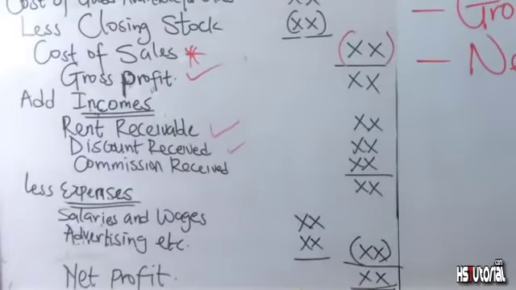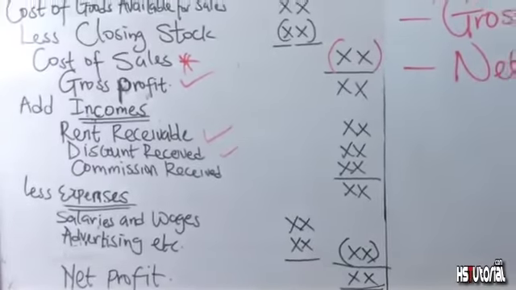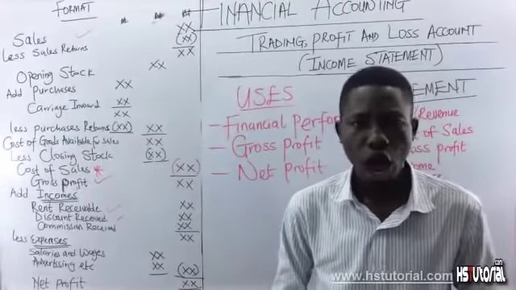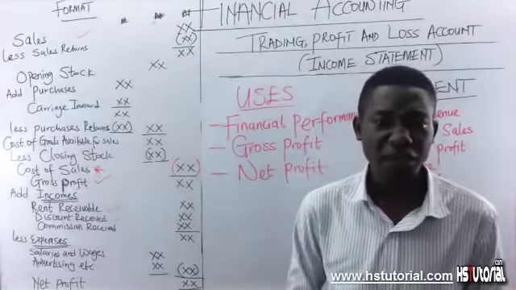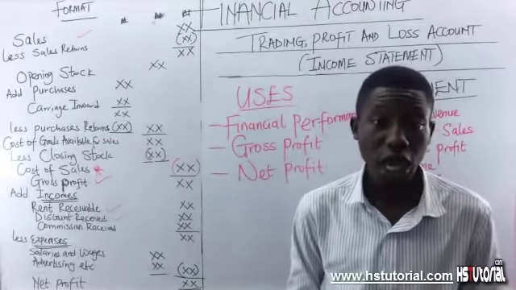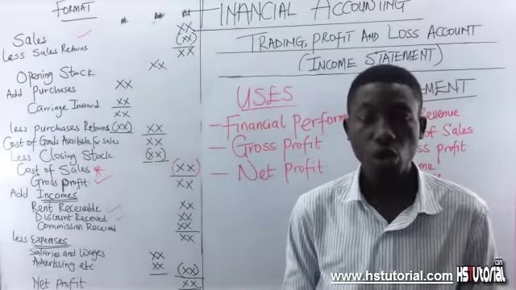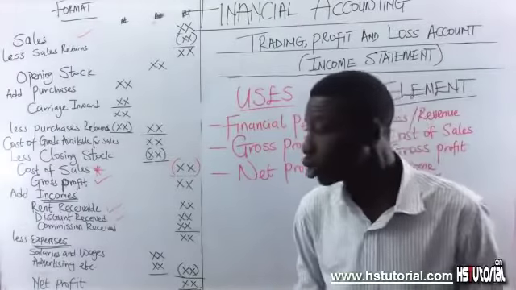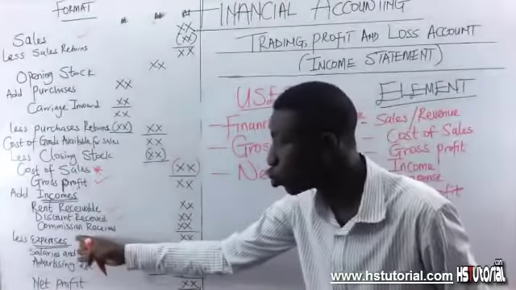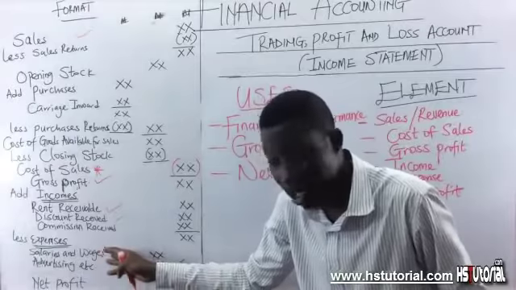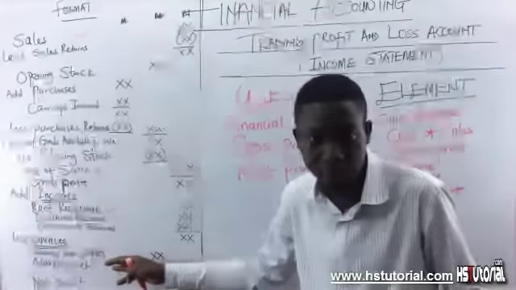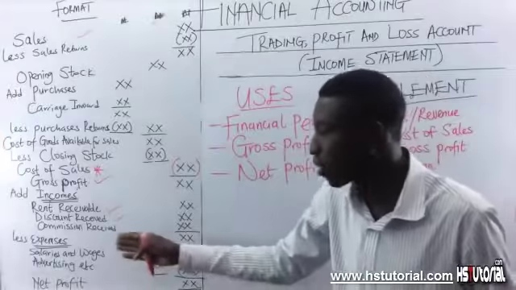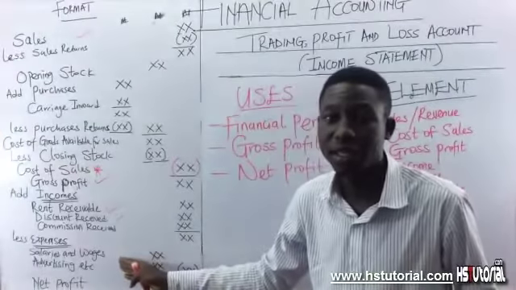Let's say you have accruals. What do you call accruals? Accruals are services that you have enjoyed that you've not actually paid for. So when you have accruals as part of your additional information in the question, you will have to add accruals to the expenses. If it is accrued expenses, you have to add it to the expenses.